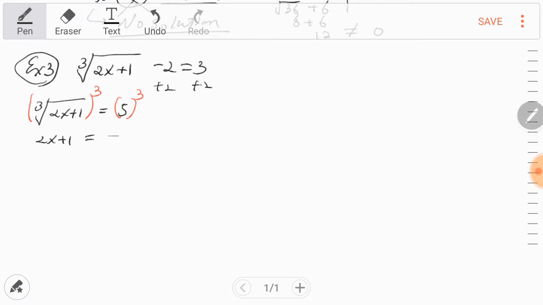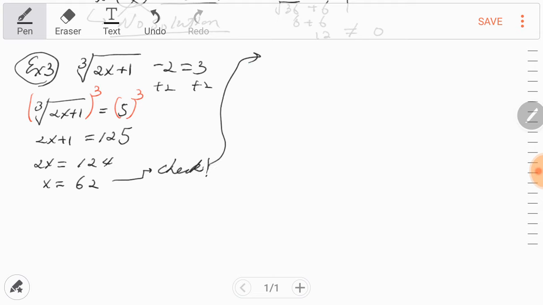So 5 cubed is 125. Sorry about this. 5 cubed is 125. So 2x is equal to 125 minus 1 on each side, 124. And divide each side by 2, so that is 62. So we've got to do what? We've got to check this value.